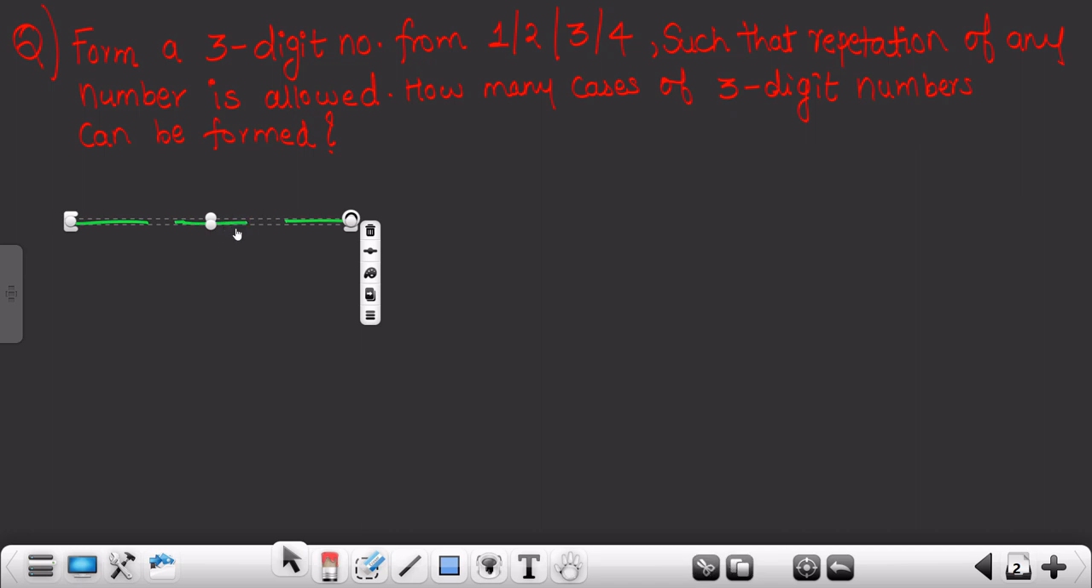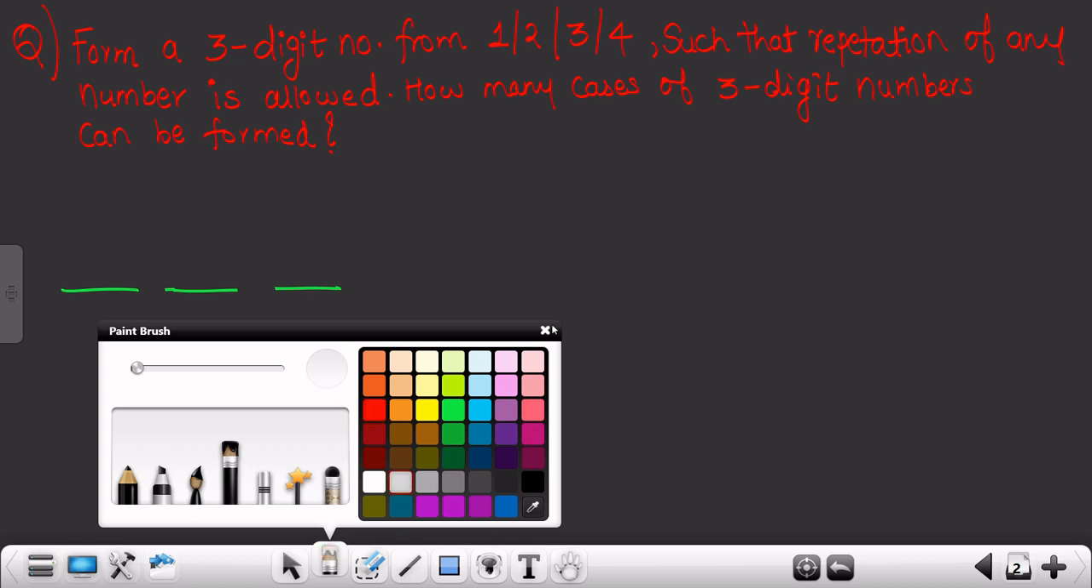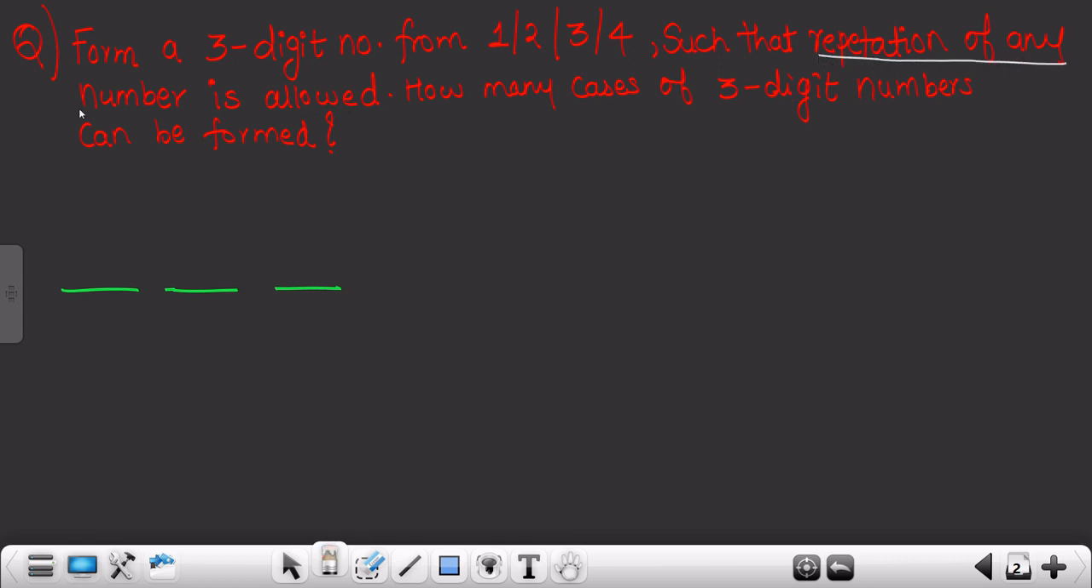Now you will ask me, sir, I understood that we have to form a 3-digit number from this available set of numbers, but I didn't understand this part. What does this line try to tell us, that repetition of any number is allowed? My dear students, it is pretty simple. Let's suppose the 3-digit number is 1, 2, 3. This is a valid case. Similarly, another case, 1, 2 and 2, again is a valid case. Similarly, 4, 4 and 4 is again a valid case. The point to note is that in the first one none of the numbers repeats, whereas in this case 2 repeats 2 times, and over here 4 repeats 3 times.